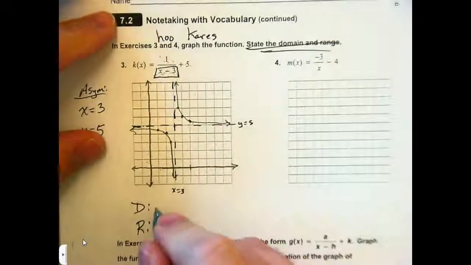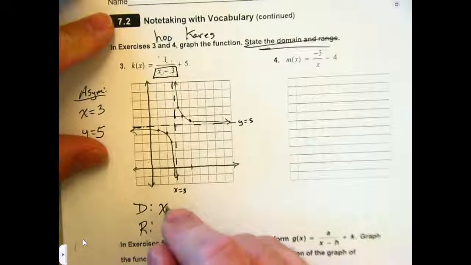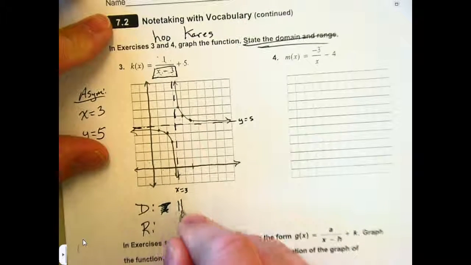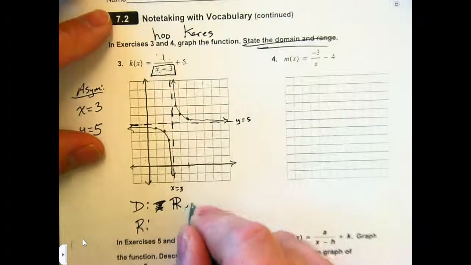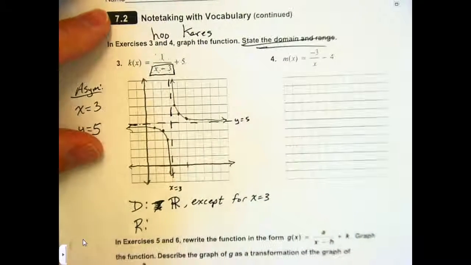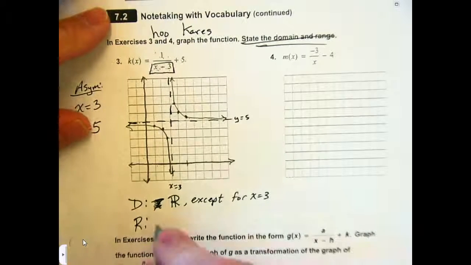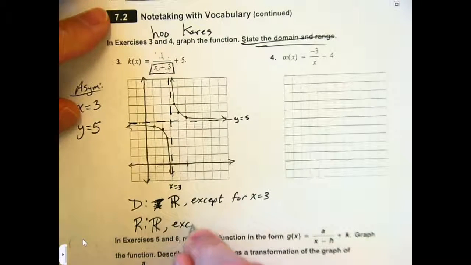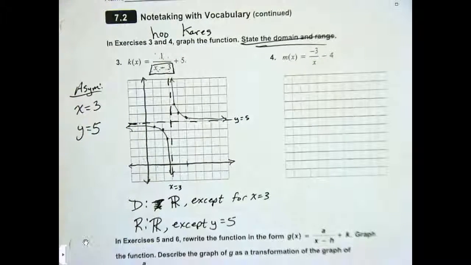Okay, domain. X is... Greater and less. All right, hold on. Except for 3. Good. It's all real numbers except for 3. All real numbers except x equals 3. What's our range? Very good. All real numbers except y equals 5. That's where they're undefined. That's where our asymptotes are. Those values cannot exist. We cannot reach those values.